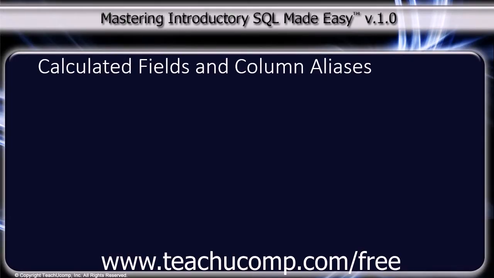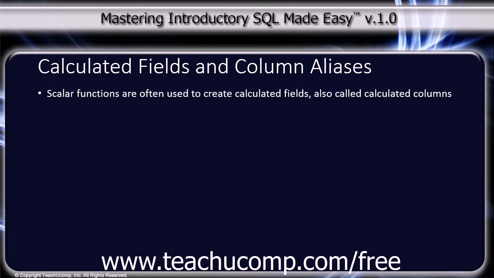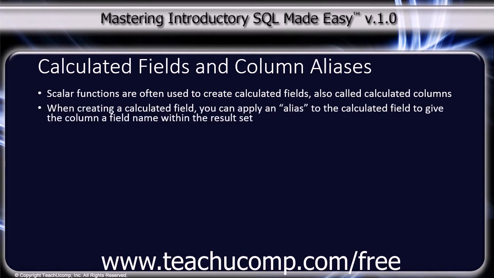You can use scalar functions within SQL to create calculated fields within select statements. This allows you to display the result of a calculation within a field in the result set of a query. The calculation can refer to columns within the table selected in the From clause of the select statement. When you create calculated fields, you may want to give the calculated field, also called a calculated column, its own name, so that the user will not see the calculated expression as the field name within the result set.